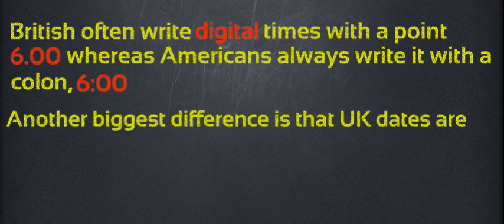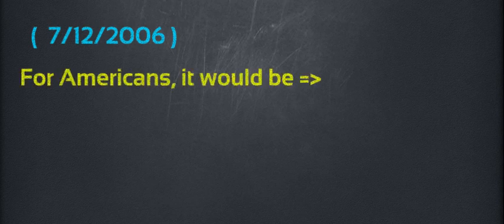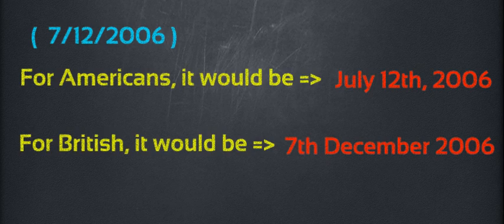Another big difference is that UK dates are day, month, year, whereas US dates are month, day, year. For example, 7/12/2006. For Americans, it would be July the 12th, 2006. For British, it would be 7th of December 2006.